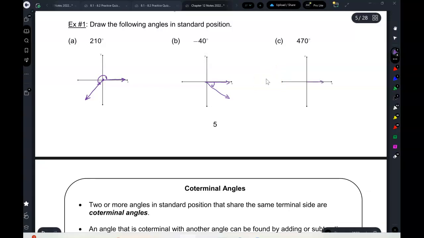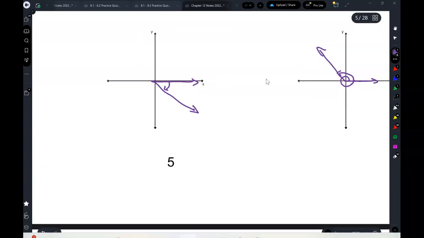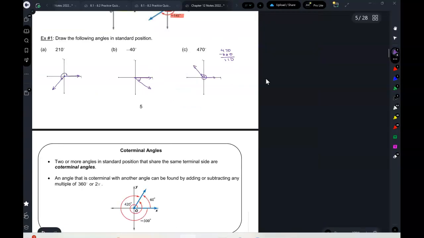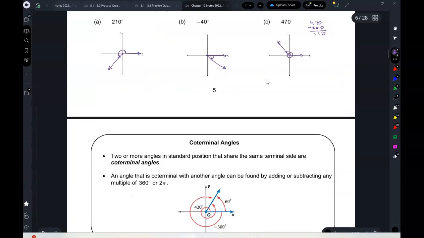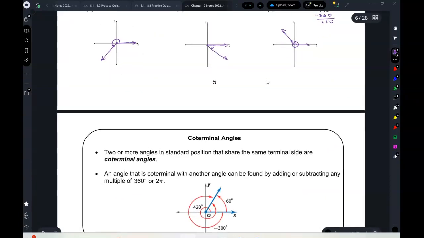470, I start here. If I go a full circle, how much is it? 360. So 470 minus 360, I need to go an additional 110. So from here, I go 90, 110, right here, there. Do you see the spiral? You have to show me the spiral. Do you go through the arrow at the end? No, just stop.